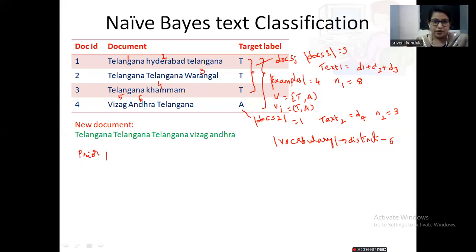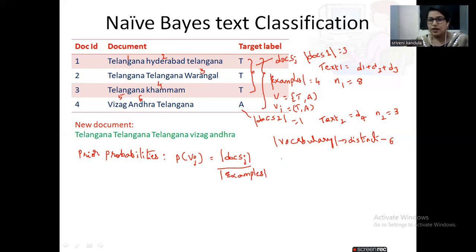In order to calculate the prior probability, the formula is P of Vj equals mod of docs j divided by mod of examples. That is, cardinality of docs j divided by cardinality of examples.